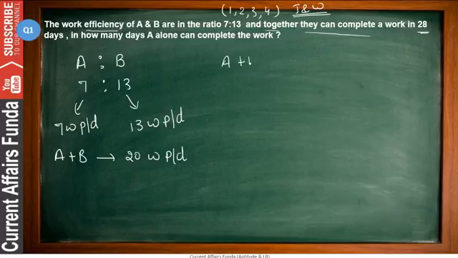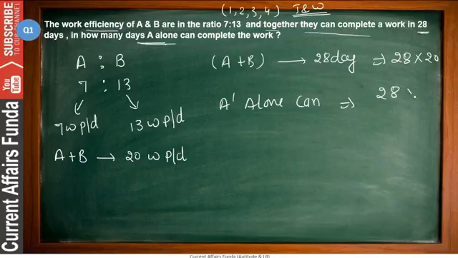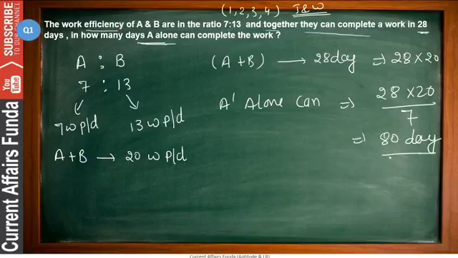That means if A plus B work for 28 days, then the total work done by these two is 28 into 20. The question is asking in how many days A alone can complete the work. A alone can complete the work in 28 into 20, that is the total work, divided by the efficiency of A, that is 7. Dividing, 28 by 7 is 4, and 4 into 20 is 80 days. So A alone will take 80 days.